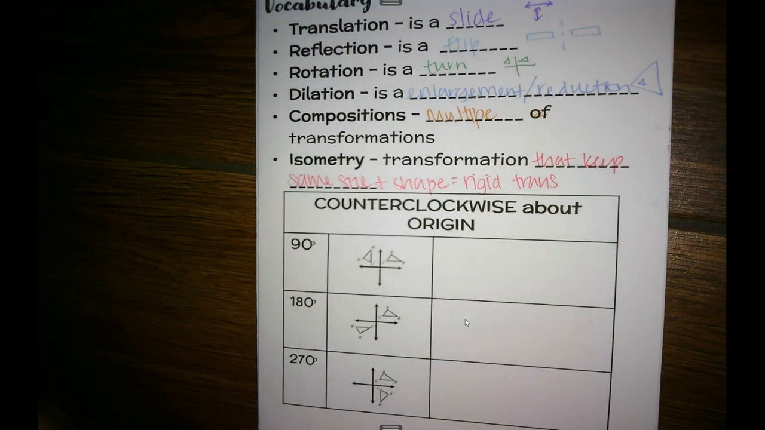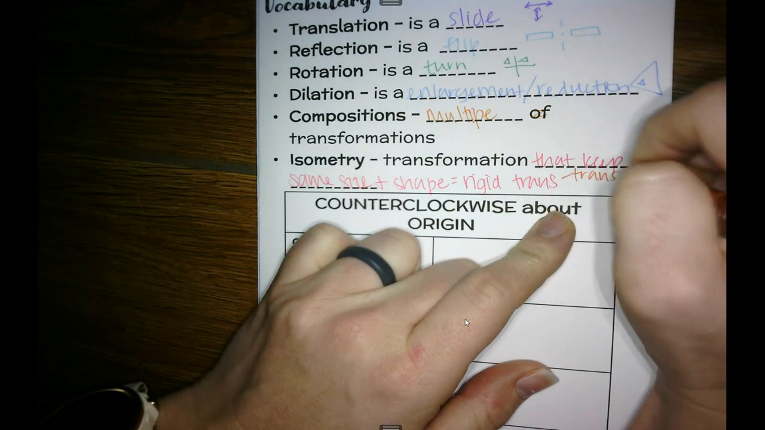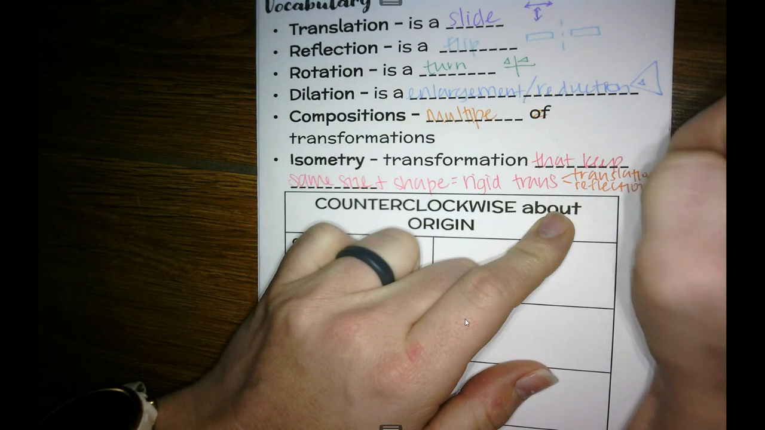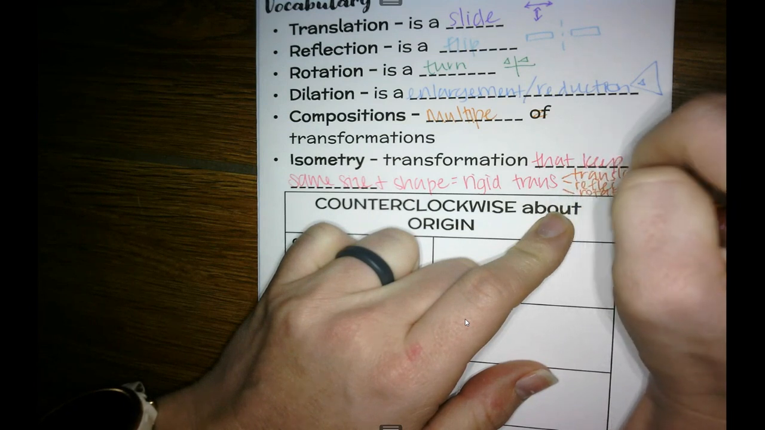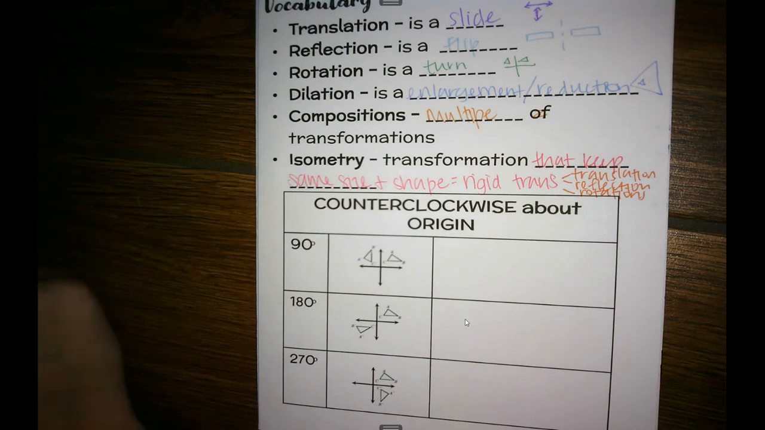And remember, this is our translation, our reflection, and our rotations. This is not our dilations. So if you're asked about isometry or rigid transformations, we're talking about these three and not the dilations.